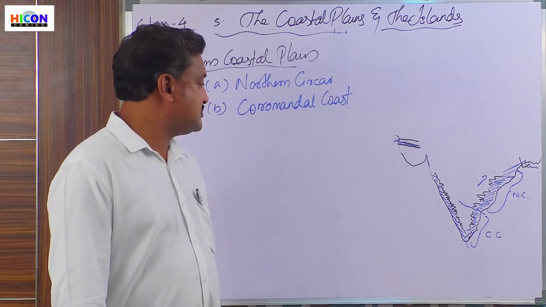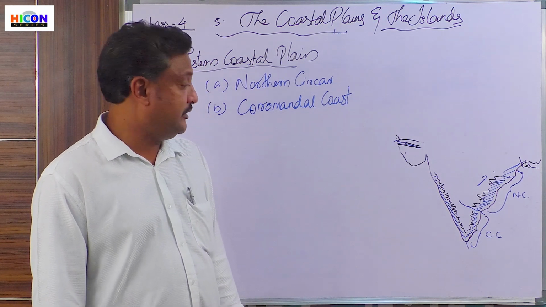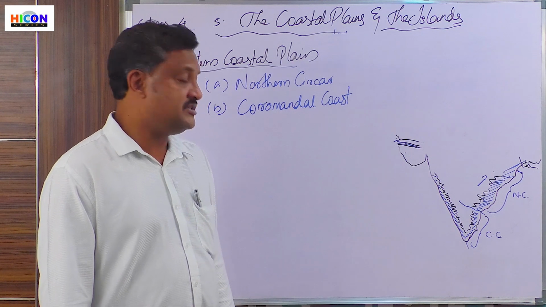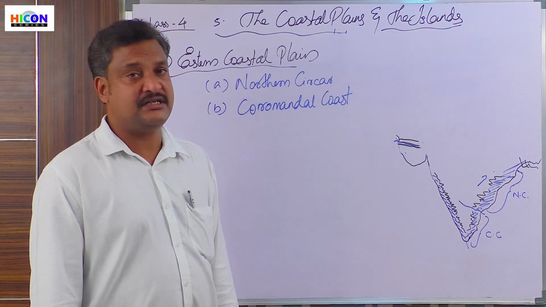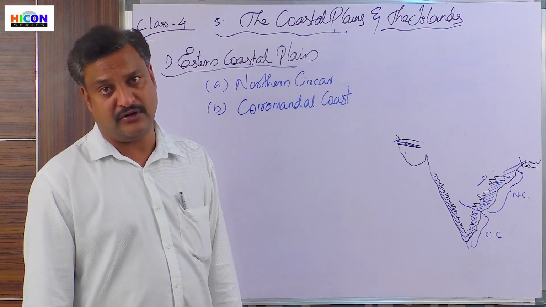So the Coromandel Coast is actually to the south of river Krishna, from Machilipatnam to Kanyakumari. The major city is Chennai. Tuticorin is another important port here. This region receives very heavy rainfall.